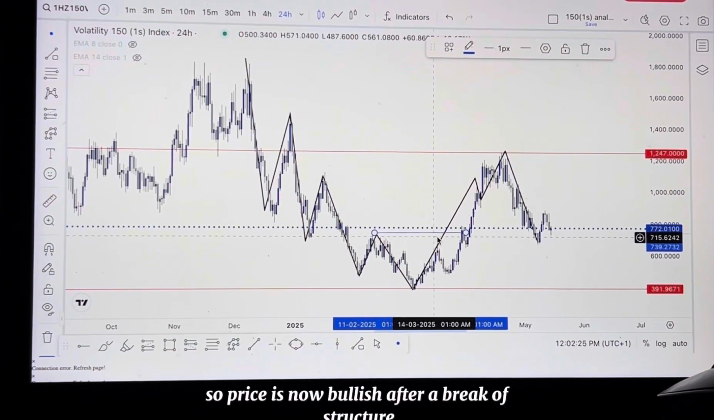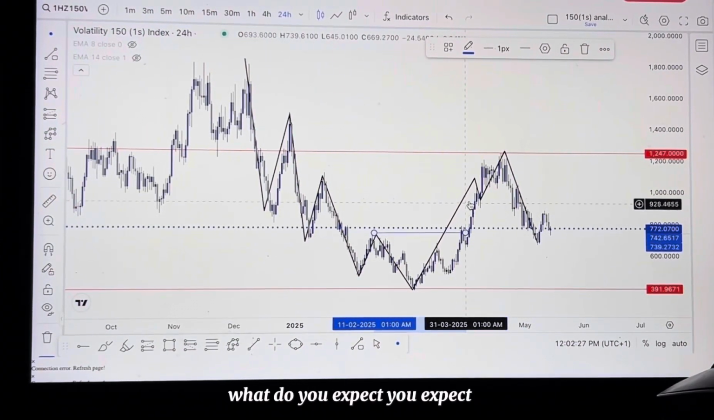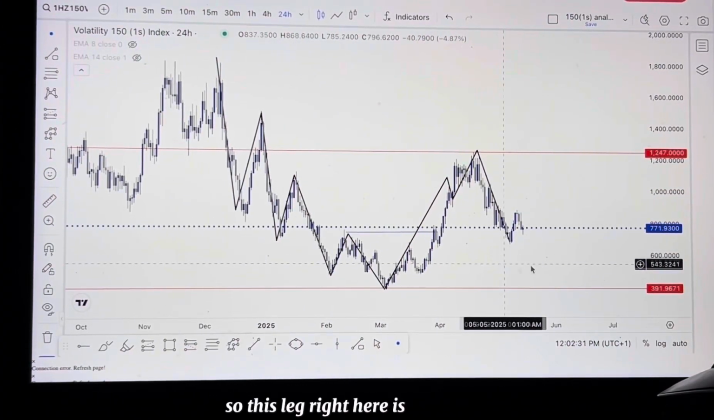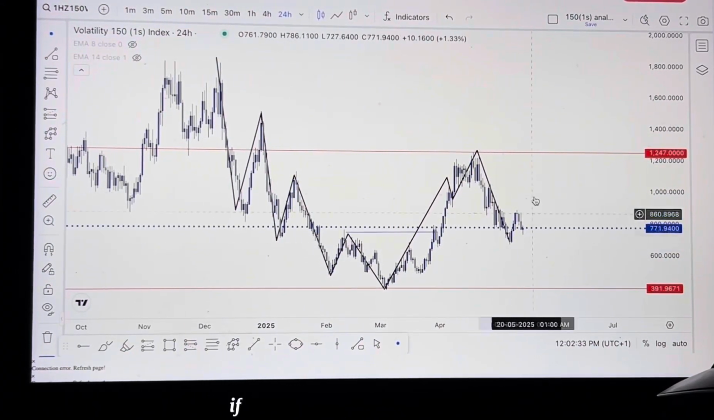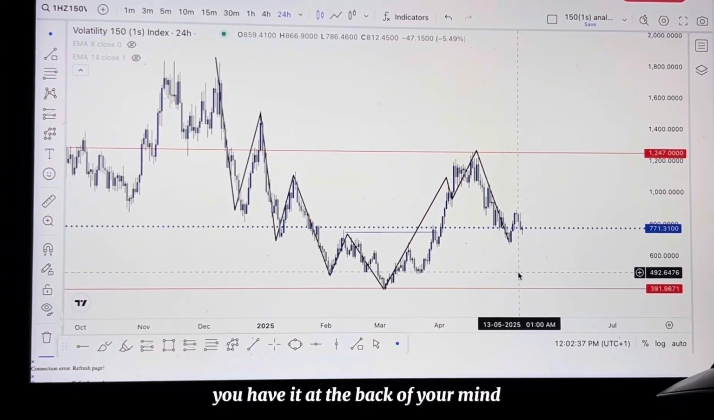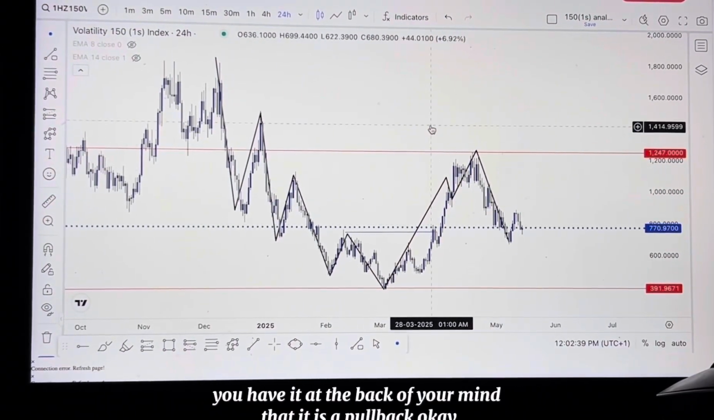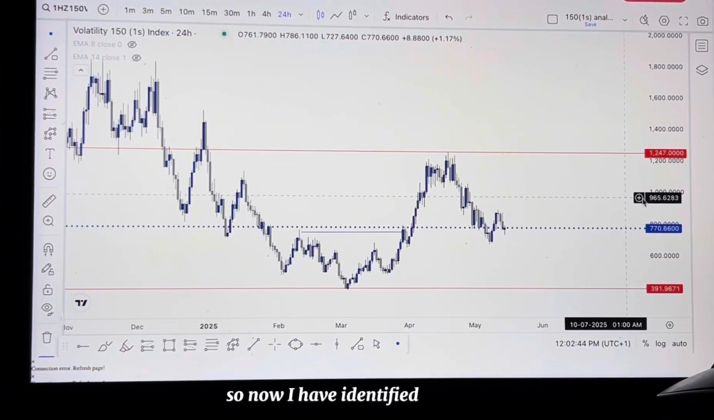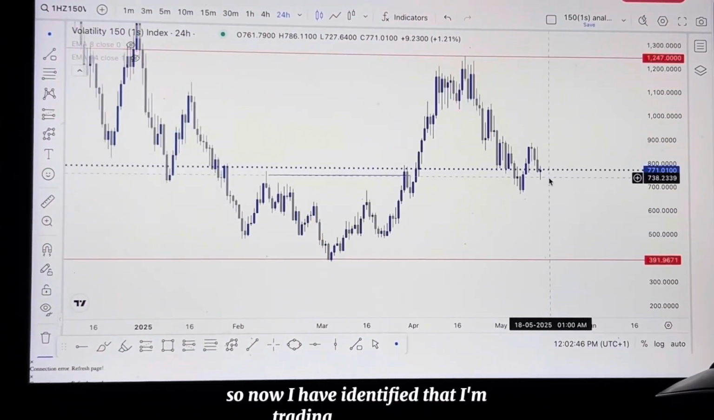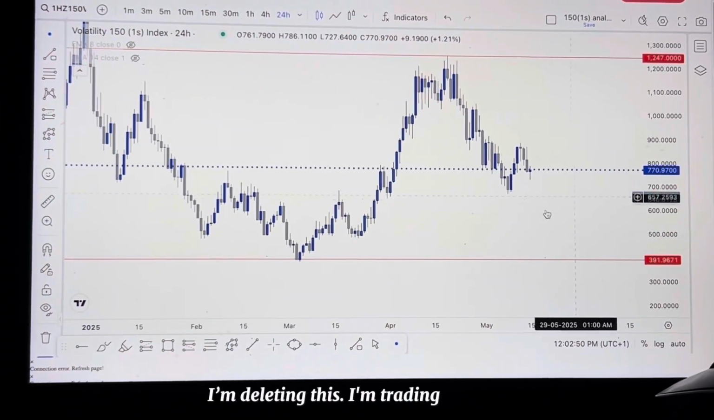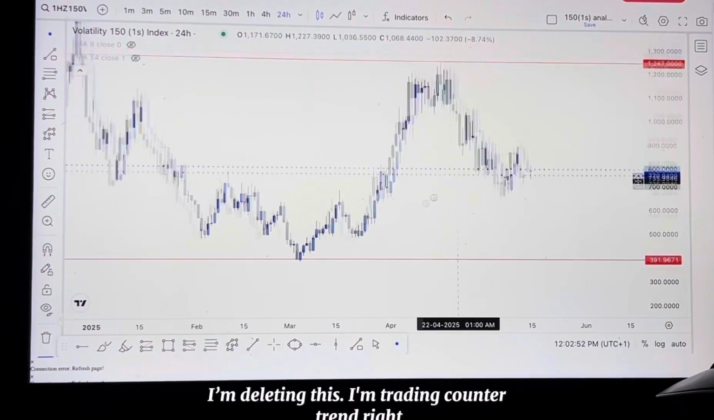After a break of structure, what do you expect? You expect a pullback. So this leg right here is a pullback. If you want to buy or sell from here, you have it at the back of your mind that it is a pullback. Okay, so now I have identified that I'm trading counter trend. Deleting this, I'm trading counter trend, right?